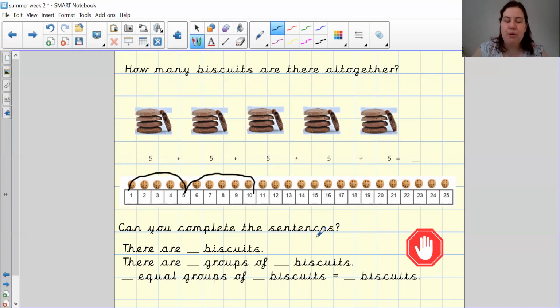Okay, so you will have to write that sentence out into your book. And I think you could try and write that yourselves, because that will help you with your handwriting as well. And you could also draw a picture of the cookies on the top to represent your groups. Okay, so please stop the video now and complete those sentences.